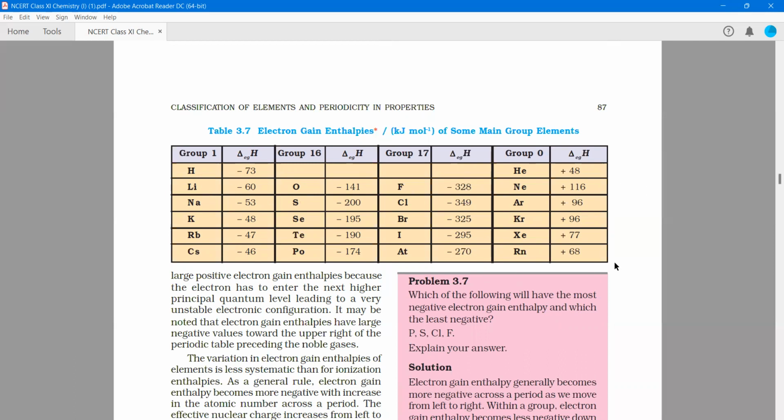But there is an exception. When we are talking about all of these physical properties, we are not talking about group 18, because group 18 has a positive electron gain enthalpy, because it doesn't like to take up electrons, and doesn't like to give electrons. So it has exceptionally high ionization energy, and exceptionally high electron gain enthalpy as well.